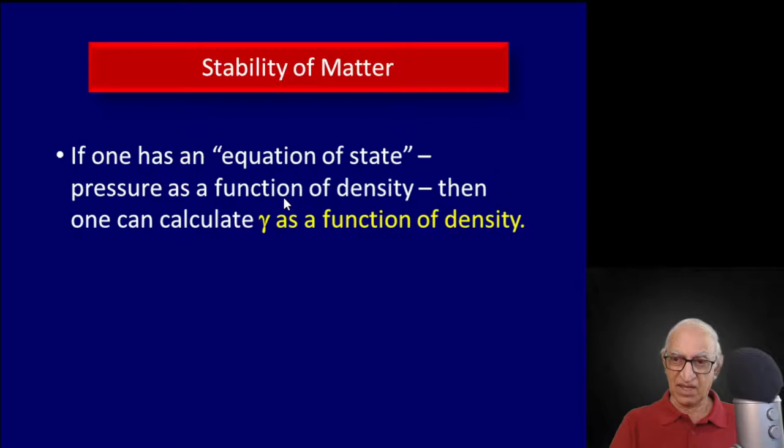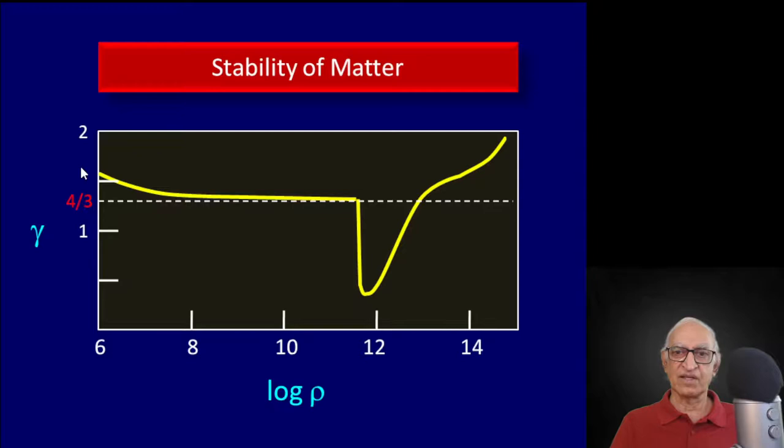Now, here is the plot of gamma as a function of density. Gamma on the y-axis and the logarithm of density on the x-axis. This is the result of an honest calculation, because people have calculated the equation of state, pressure as a function of density, all the way from the surface of the neutron star through neutron drip density to nuclear density, as I explained in the previous lecture when we went on a journey to the center of a neutron star. Using those equations of state, and I showed graphs of them, physicists have calculated gamma as a function of density.